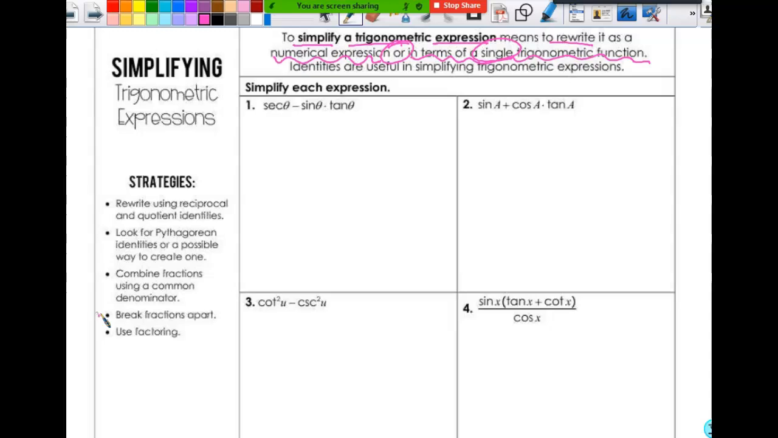Now, this one is the one where I feel like most of the time that's not going to be your first thought, because we put fractions together a lot, but you're not in a lot of situations where you break them apart. But you need that skill and to be able to recognize that moving forward for sure. And then, of course, use factoring.